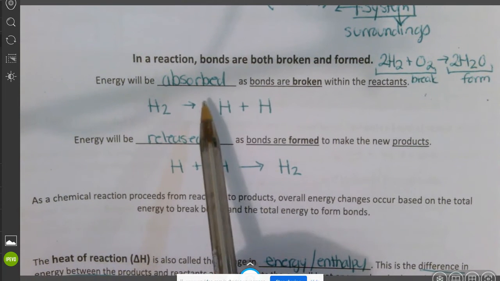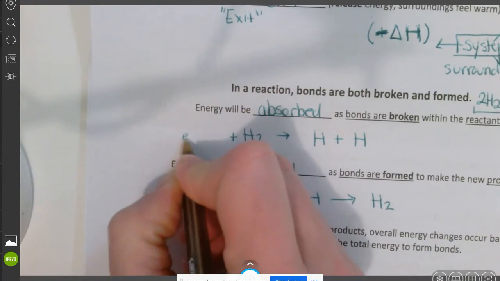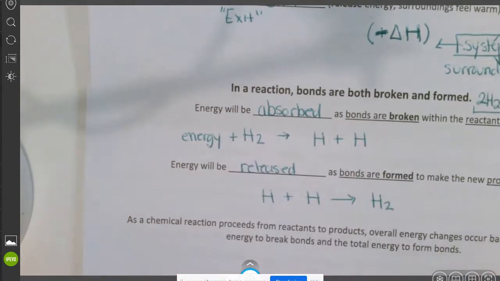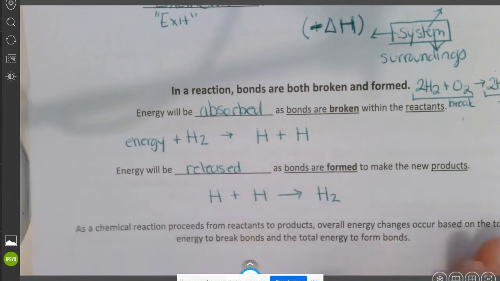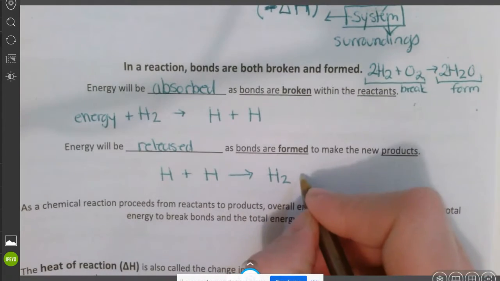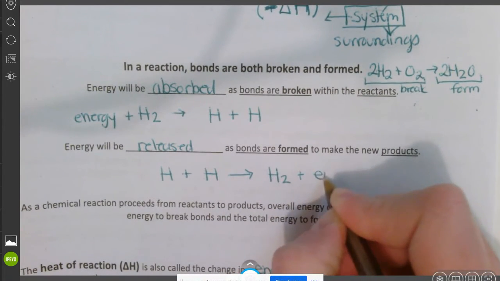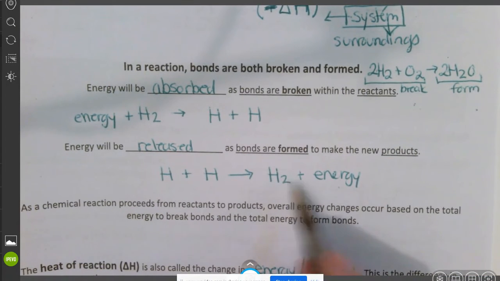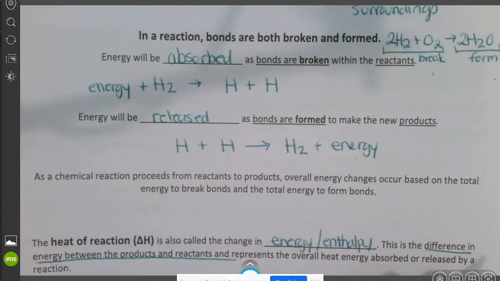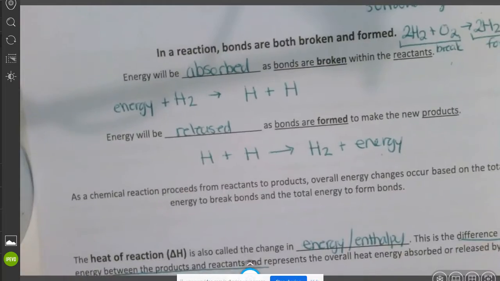One little thing you're going to see in a little bit is that when we absorb energy, energy is going to be placed on the reactant side, meaning that H2 has to absorb that amount of energy in order to break the bonds. And when energy is released, we actually write it on the product side, showing that it's releasing that energy, that this H2 no longer has that energy being released. So again, we're going to be looking at the total energy that's being absorbed versus the total energy being released, overall what happens.